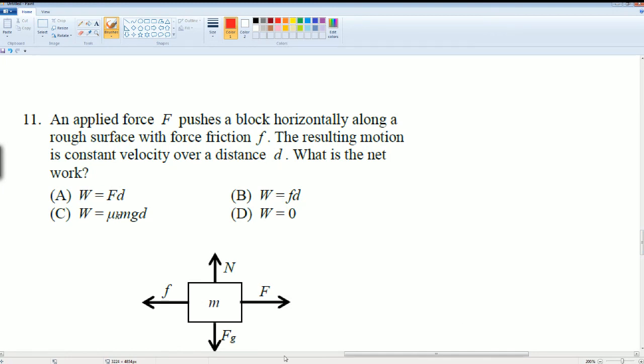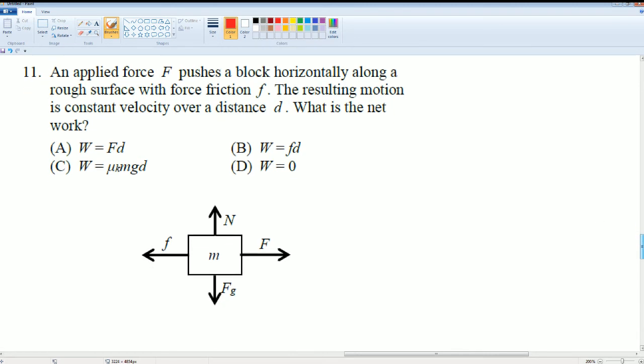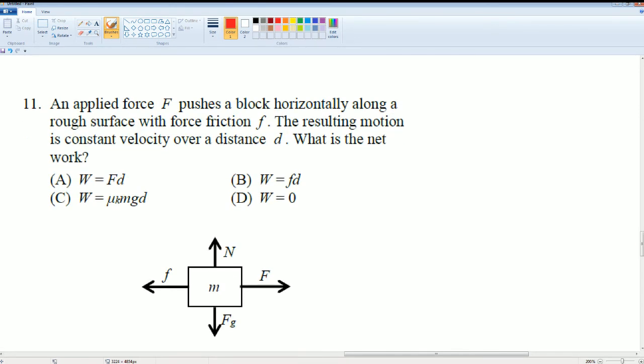Question 11. An applied force pushes a block horizontally across a rough surface with a force of friction F. The resulting motion is a constant velocity over a distance d. What is the net work? I don't care about these, that's useless. Only left to right.